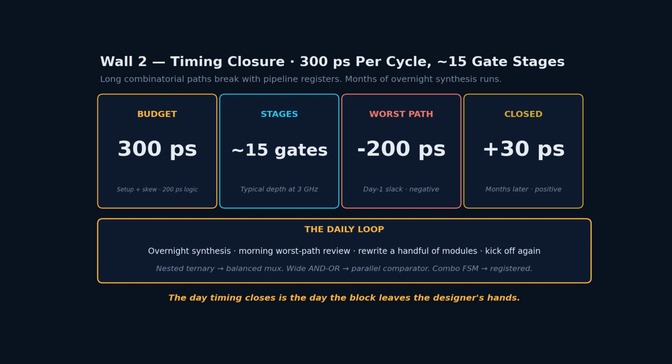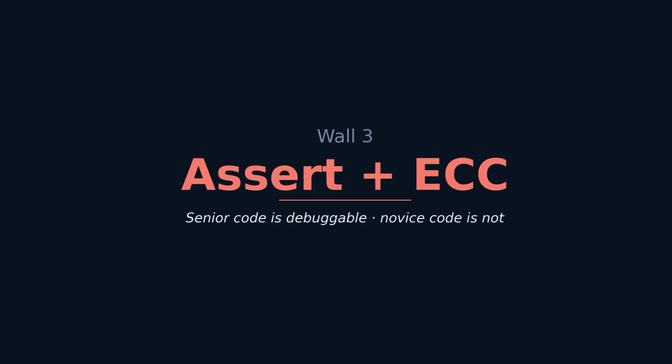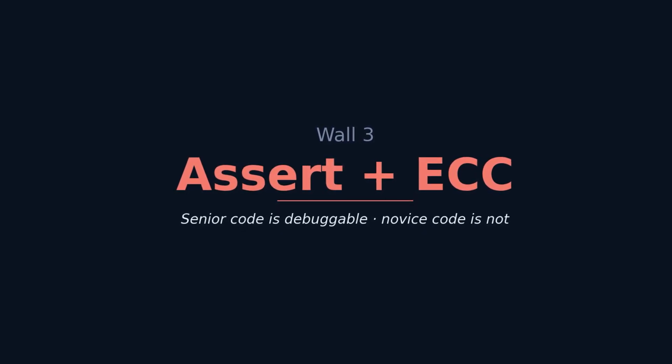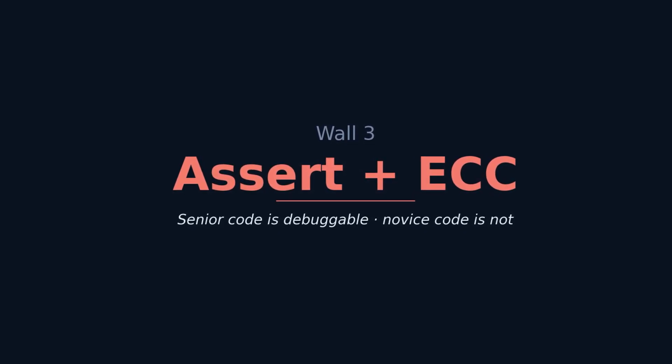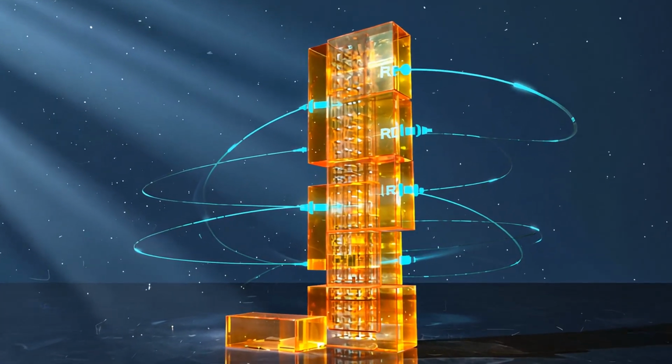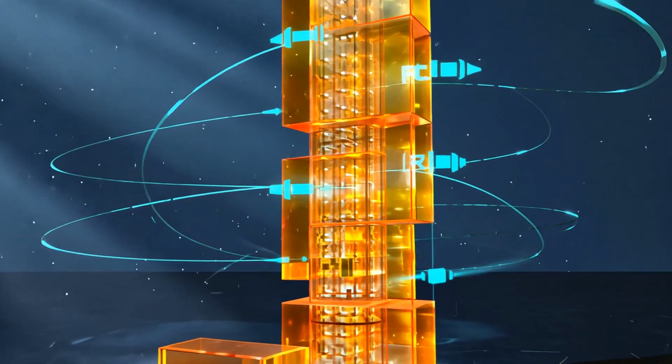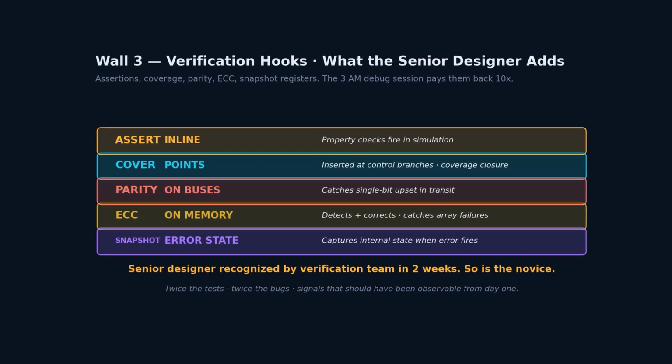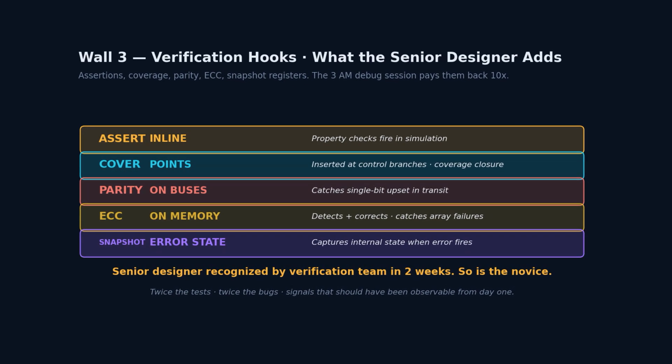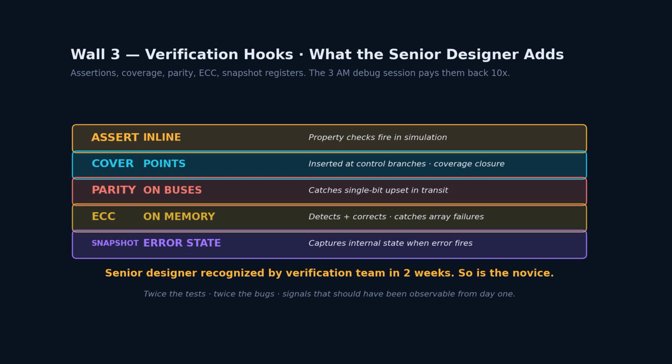Wall 3. Verification hooks. The RTL is not finished when it works in simulation. It is finished when the verification team can prove it works under every input the customer will throw at it. The designer writes the RTL with verification in mind. Internal state signals are exposed at the module boundary so the test bench can observe them.